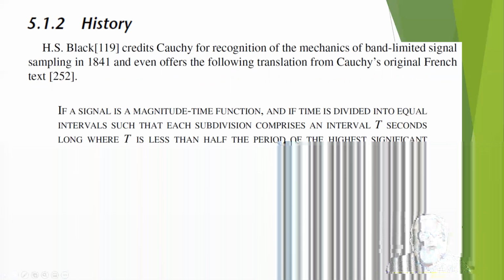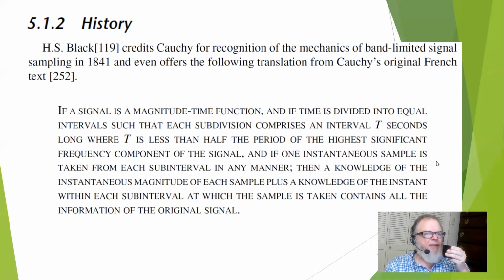A gentleman, H.S. Black, and you can see it's reference 119 in the text, credits Cauchy for the recognition of the mechanics of band-limited signal sampling, and this was in 1841. So this goes back a long time. He even offered a translation from Cauchy's original French contribution. He said, if a signal is a magnitude time function, and if time is divided into equal intervals such that each subdivision comprises an interval of t seconds long where t is less than, and so on.